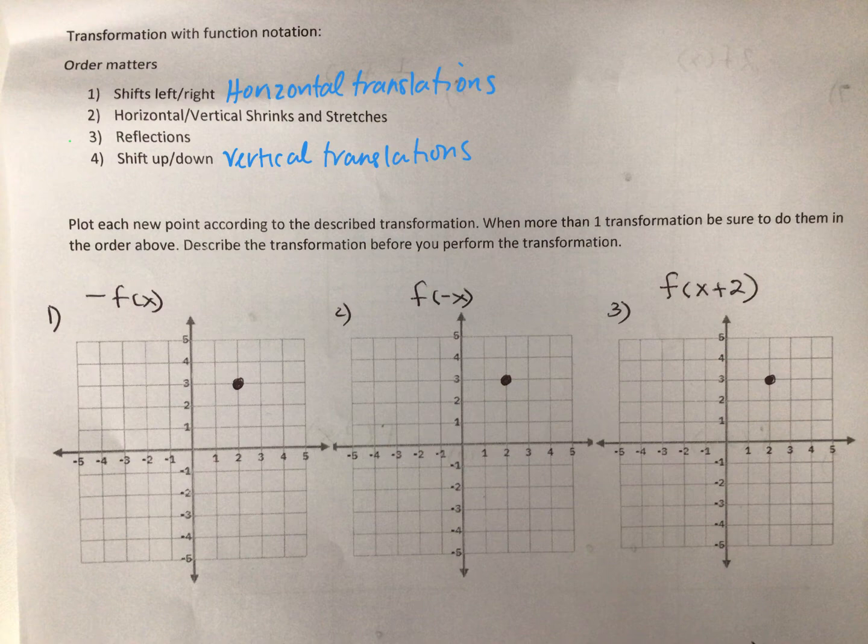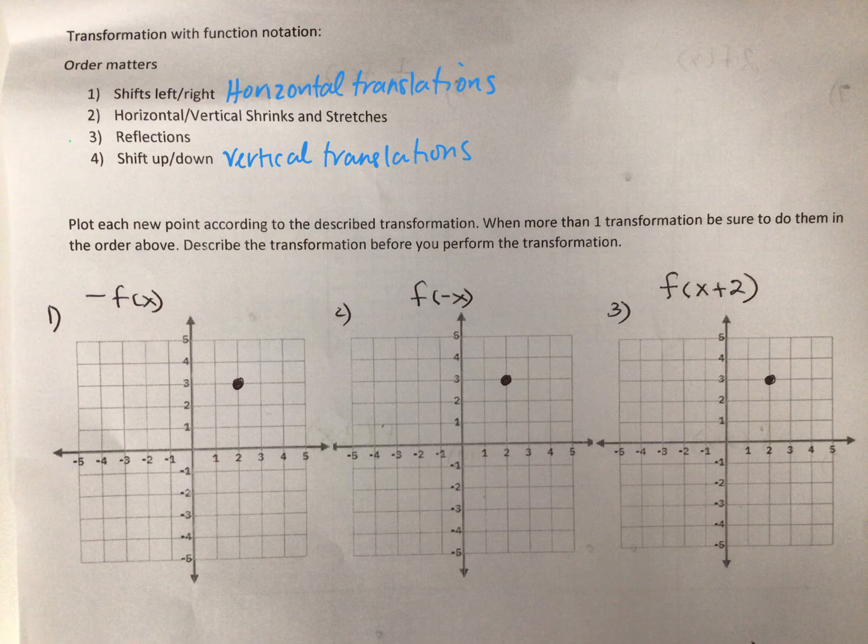So we have these points on a graph, okay, and we want to be able to show what it means to do each of the transformations. So what we're going to do is first describe it in order, and then we're going to perform it. So, when I have number 1, how would you describe negative f of x? F of x could be absolute value x squared. It doesn't matter what the function is. Okay, in this case, it's this point.